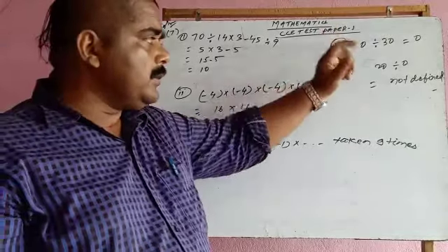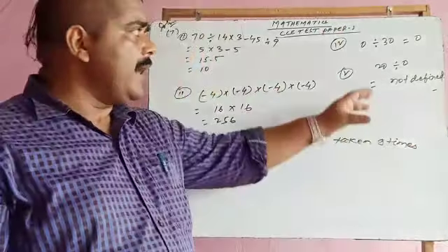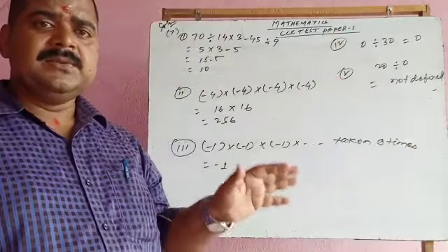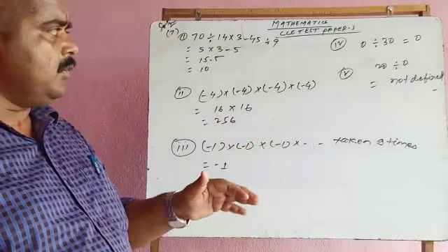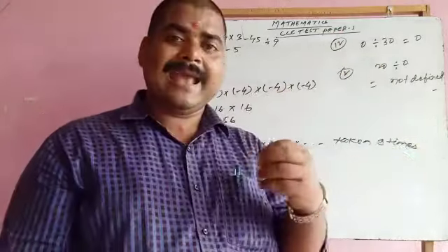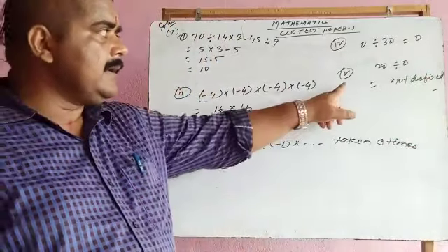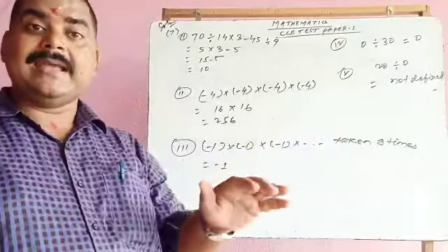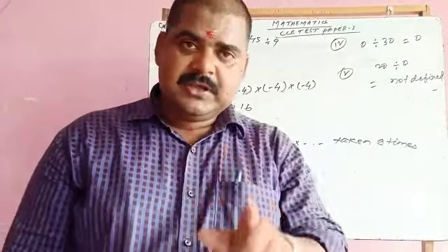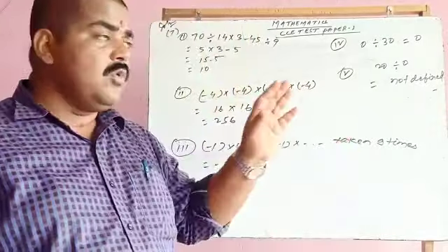In the fourth and fifth cases, you can check that this is the special property of 0. When 0 is divided by any number, its result is 0. But in case of the fifth, when a number is divided by 0, it is not defined.